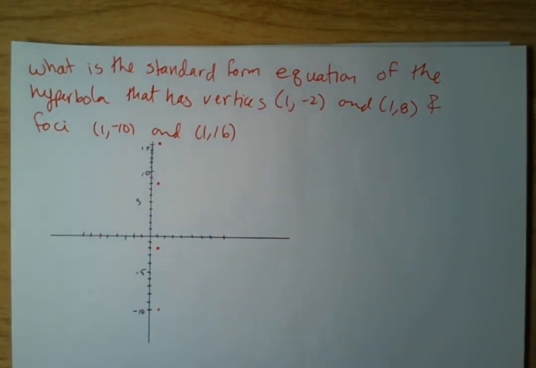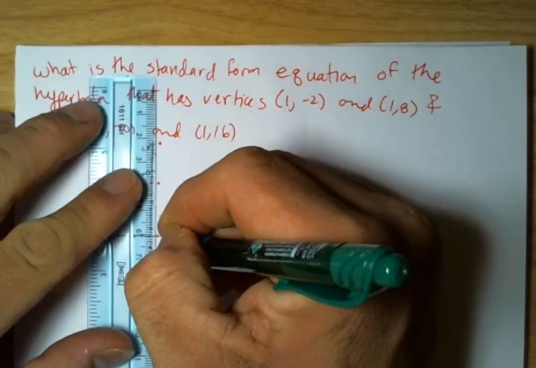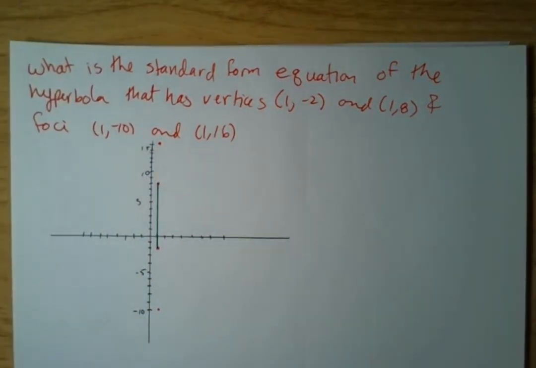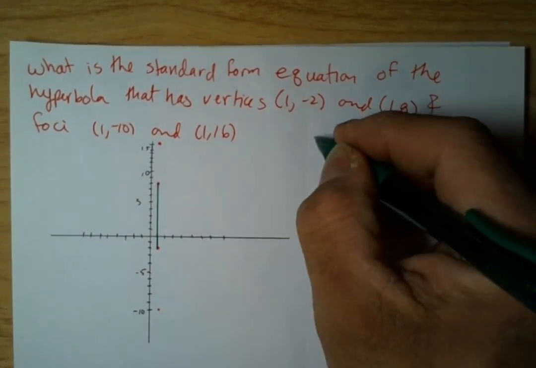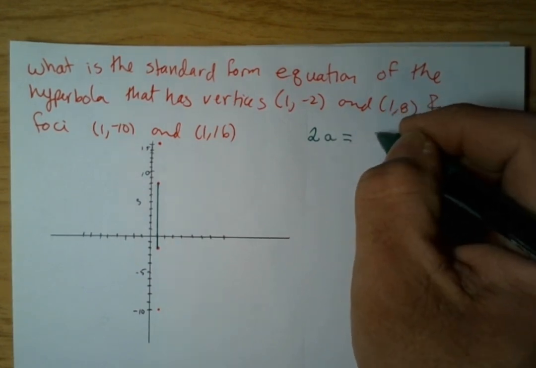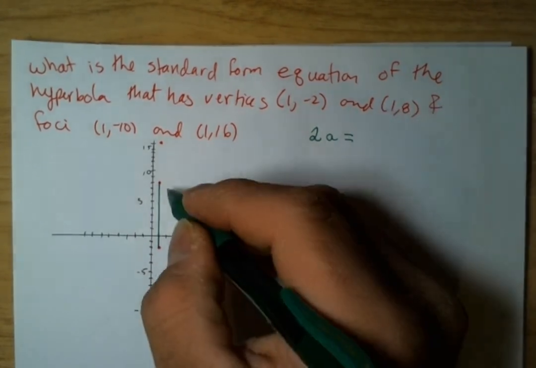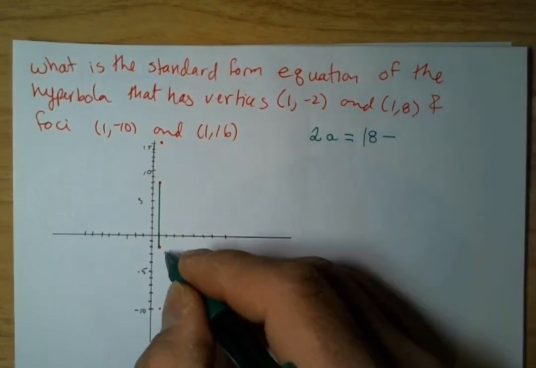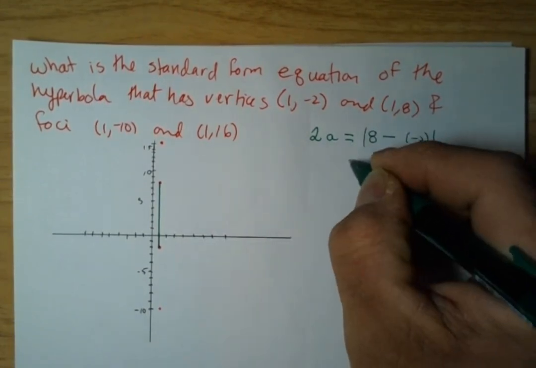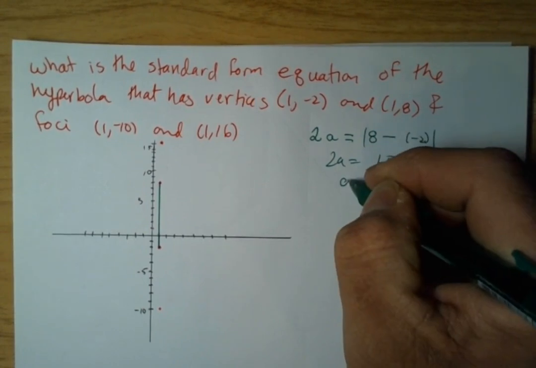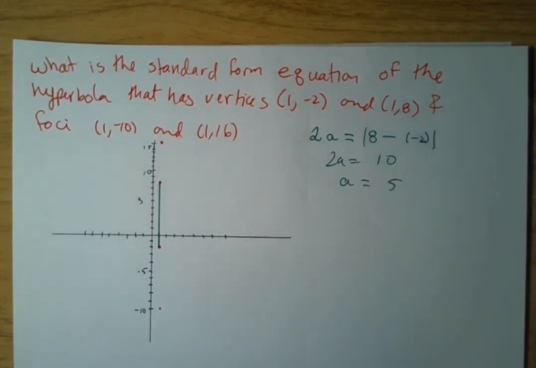Okay, so here we have our transverse axis. It's going to be this value right here. And again, to find the distance, the transverse axis is always 2a here, and then the ending point, right? So top here, which is 8, minus the bottom, which is -2. That's 10. Drop the absolute value since it is positive. 2a, divide by 2, and we get a is equal to 5.